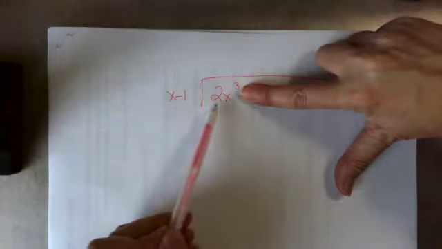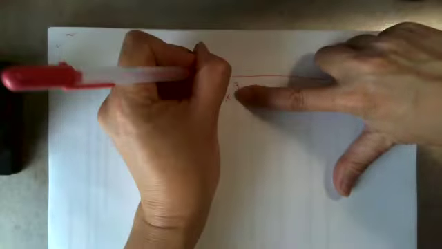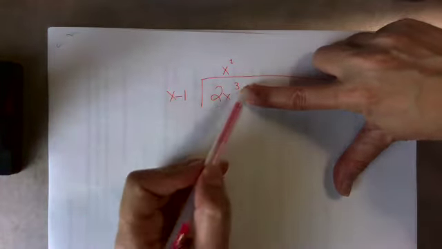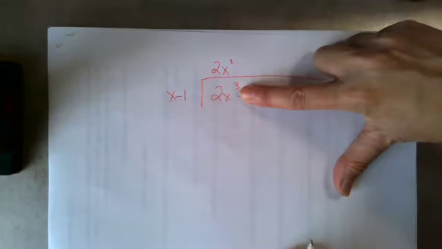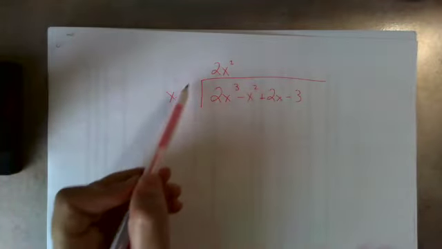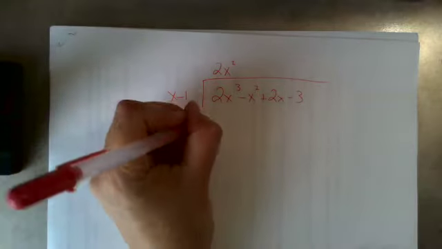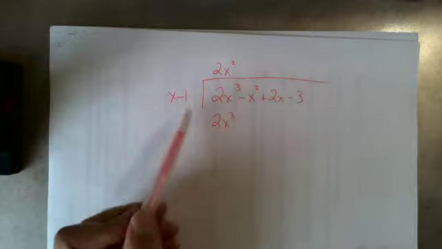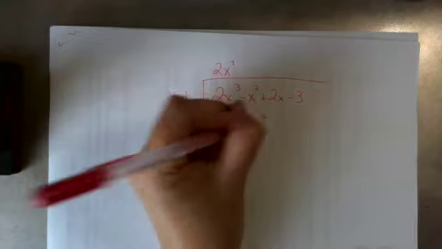times what will get me my 2x cubed? Okay, well, I already have 1x, so I need x squared more x to multiply to make that x cubed. And this is a 1, so I need to multiply by a 2. And now I'm going to multiply not just my first term, but my second term as well. So 2x squared times x gets me 2x to the third. And 2x squared times negative 1 is minus 2x squared.